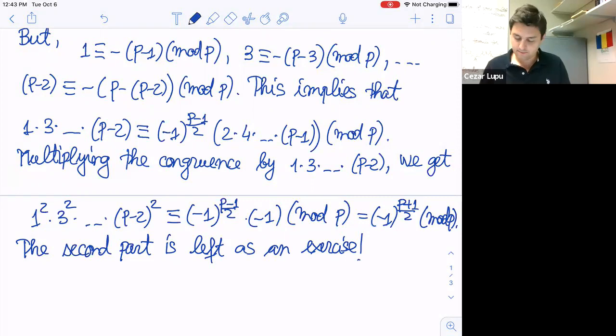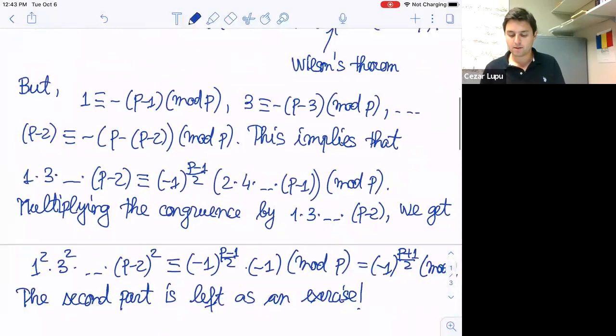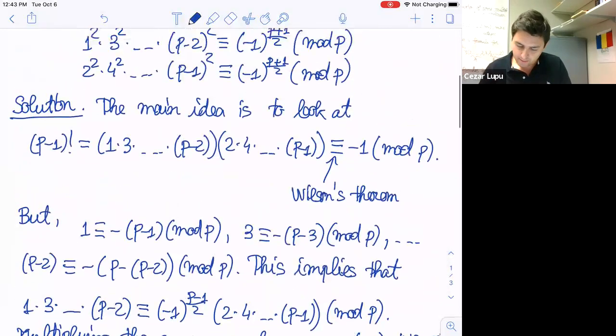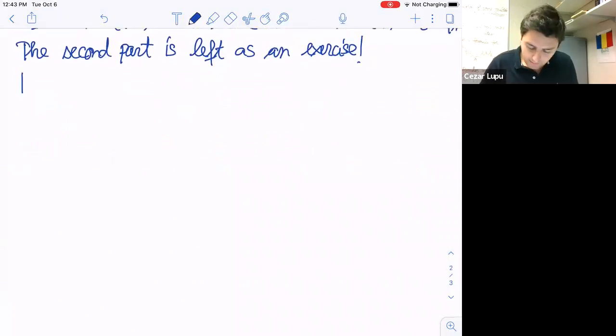All right, so that's the second part, we just reversed the first part and that's it. It's not a big deal. So instead of using these congruences that I just mentioned, 1 is negative p minus 1 mod p, you use it for 2, for 4, for p minus 1, and that's it. So it's basically the same thing. I will leave it to you as an exercise. Now let's see some other problems. So this is problem 1. It's pretty standard, I would say. So problem 2.